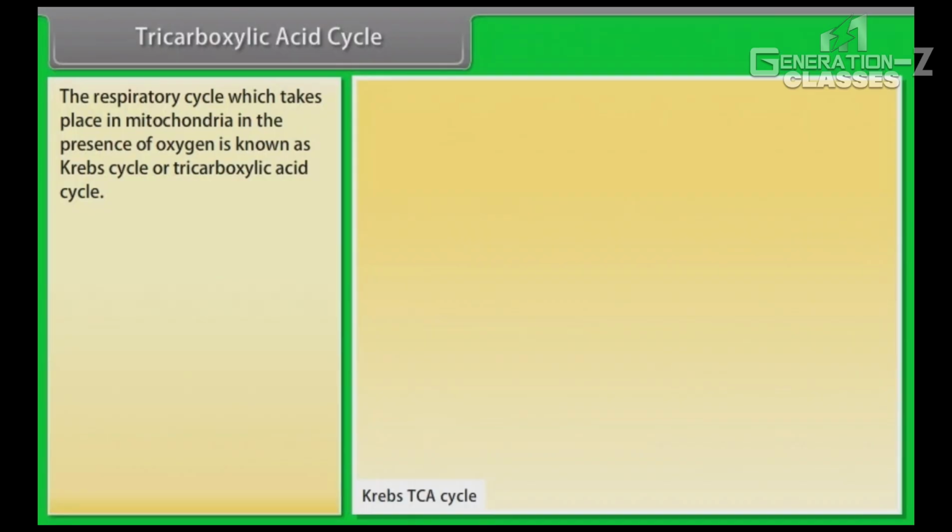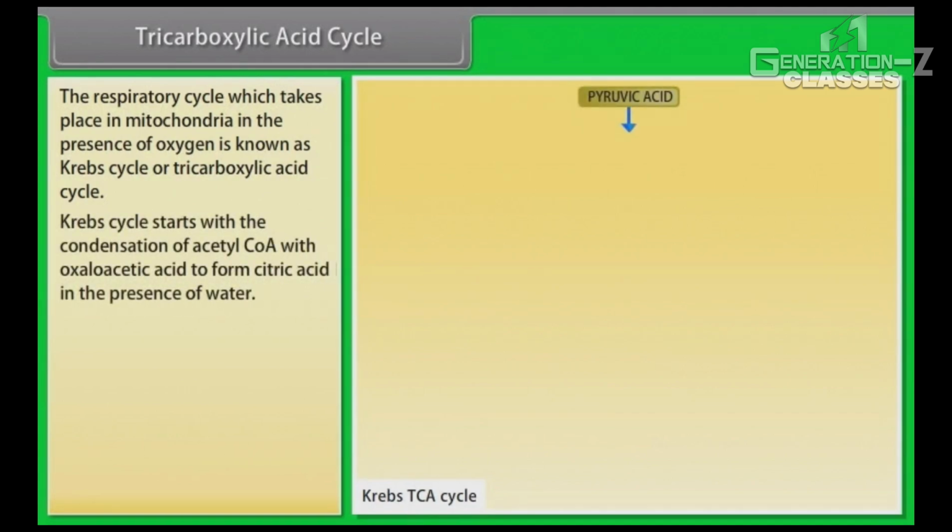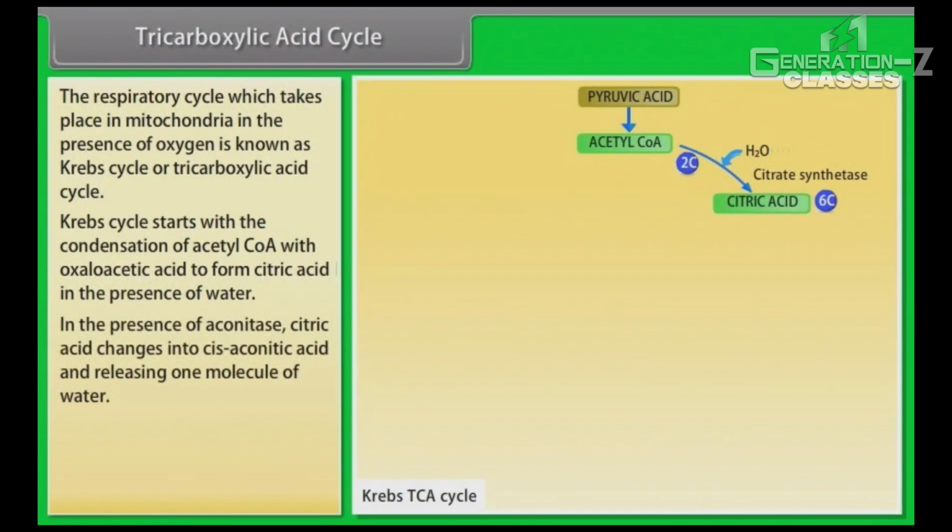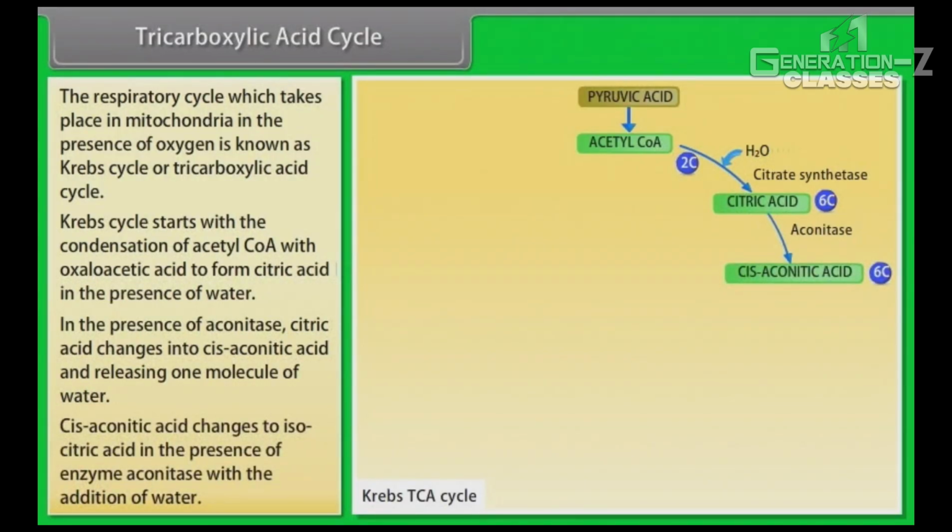Tricarboxylic acid cycle. The respiratory cycle, which takes place in mitochondria in the presence of oxygen, is known as Krebs cycle or tricarboxylic acid cycle. Krebs cycle starts with the condensation of acetyl CoA with oxaloacetic acid to form citric acid in the presence of water. In the presence of aconitase, citric acid changes into cis-aconitic acid and releases one molecule of water. Cis-aconitic acid changes to isocitric acid in the presence of enzyme aconitase with the addition of water.